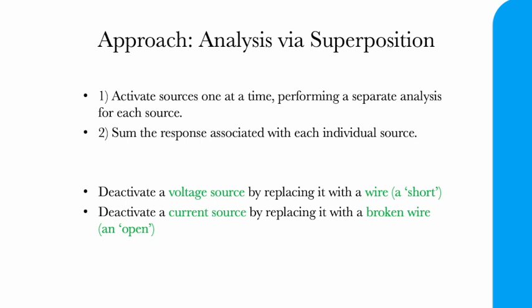All right, so our approach then is to activate our sources one at a time, performing a separate analysis for each source, and sum the response associated with those individual contributions. To deactivate a voltage source, replace it with a wire. To deactivate a current source, replace it with a broken wire or open.